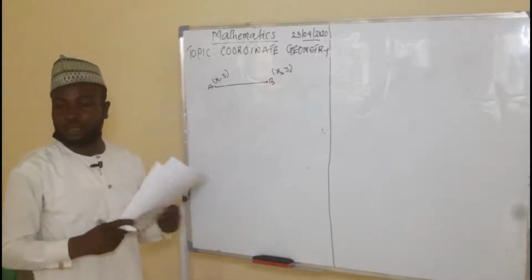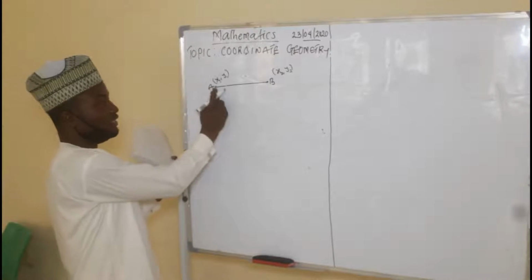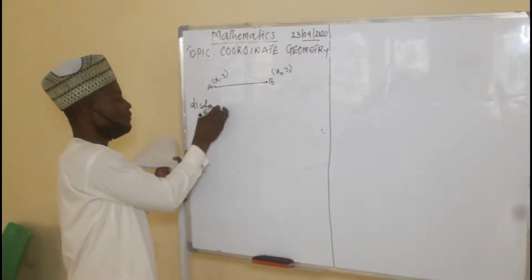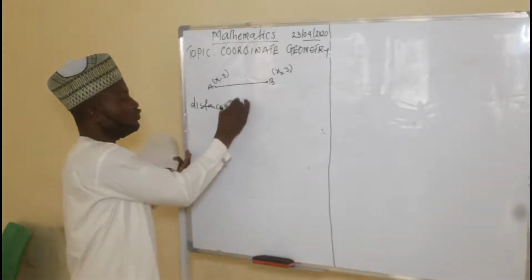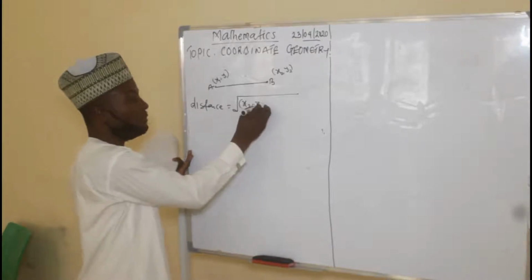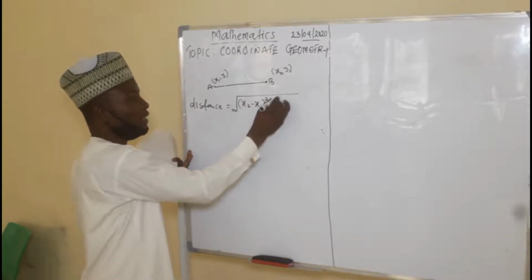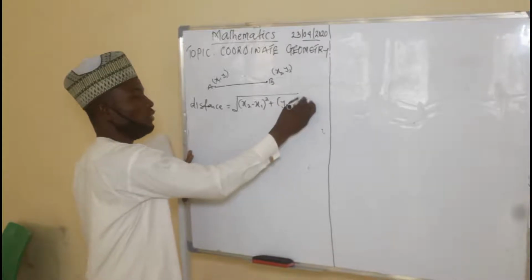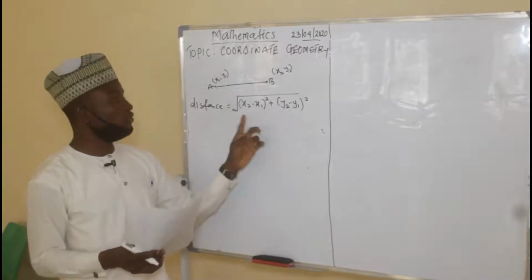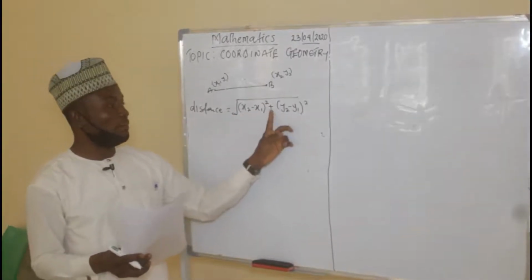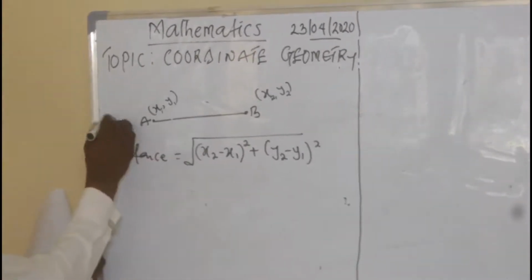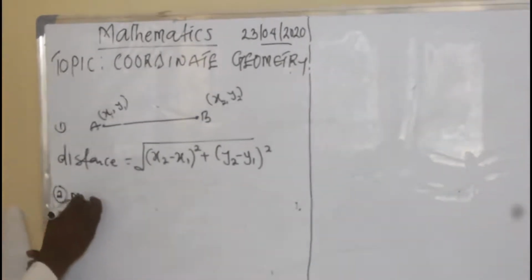So if you are to calculate the distance between these 2 points, the distance from A to B, the formula of calculating the distance is equal to the square root of, look at the formula, the square root of (x2 minus x1) all squared plus (y2 minus y1) all squared. So the formula of calculating the distance is equal to the square root of (x2 minus x1) all squared plus (y2 minus y1) all squared. That is the first one. Then another one, we have the formula of the midpoint.